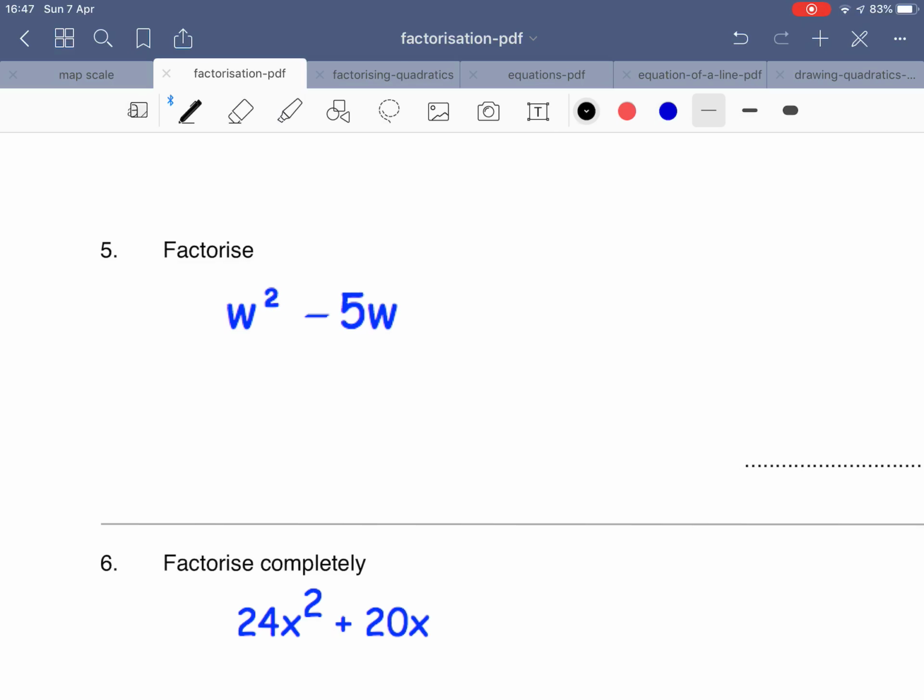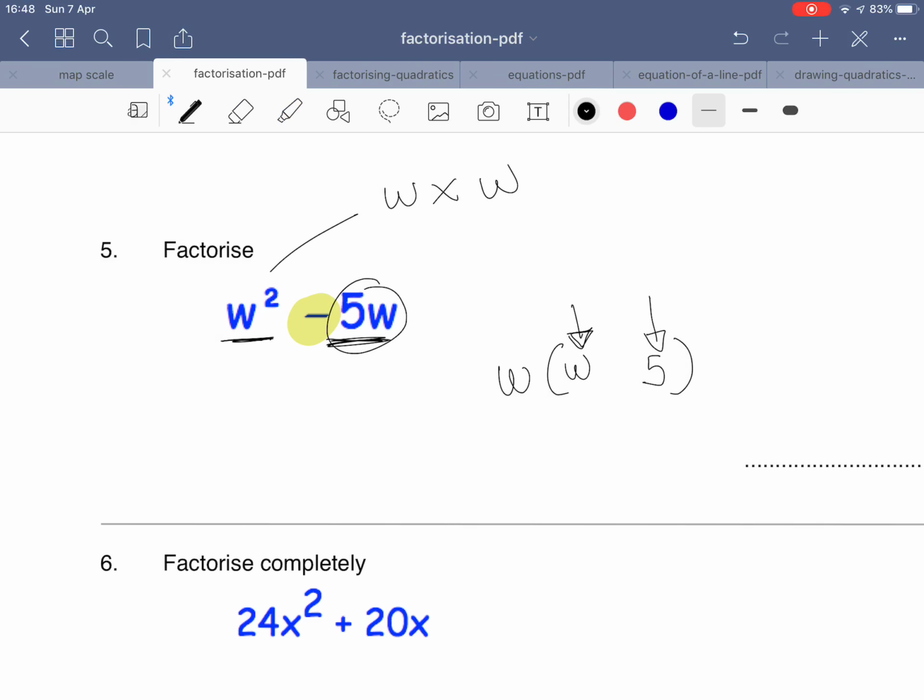Okay, so this is very similar to the last one. So what goes into w squared and 5w? There's a w in both, so that's got to come on the outside of my brackets. So w times this first one is w squared. Now w squared means w times w, so I need the w in there. Then I've got w times what gives me 5w, so I'm missing the 5, and because there's a negative, I'm going to put negative. So I've got w minus 5.